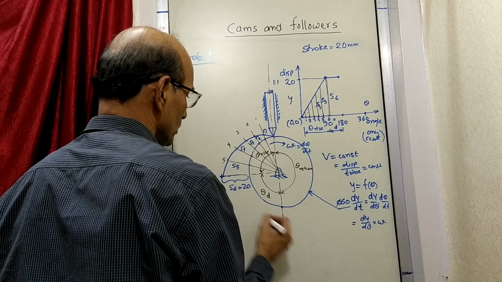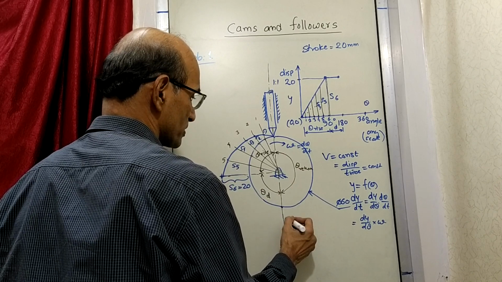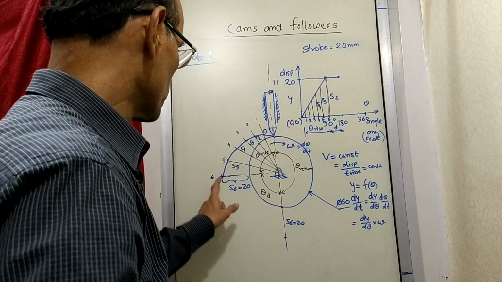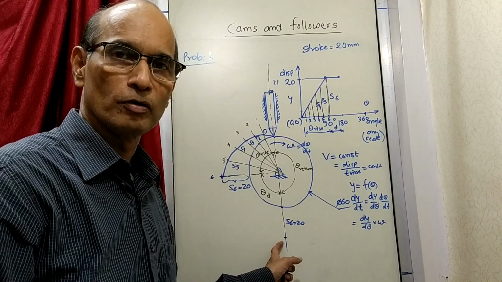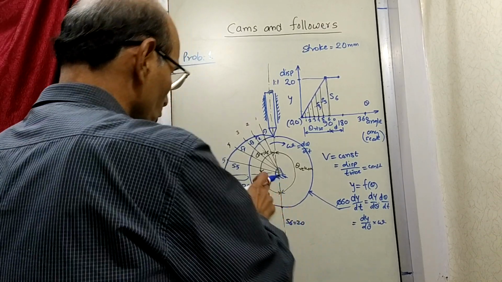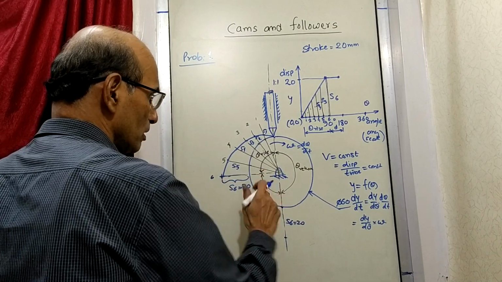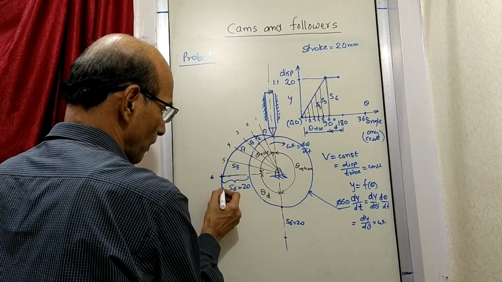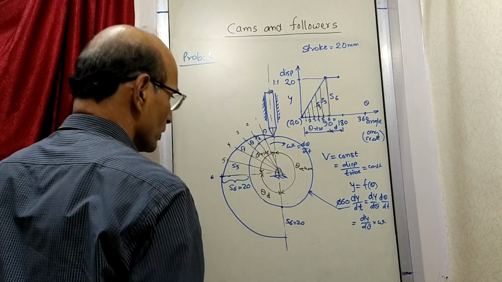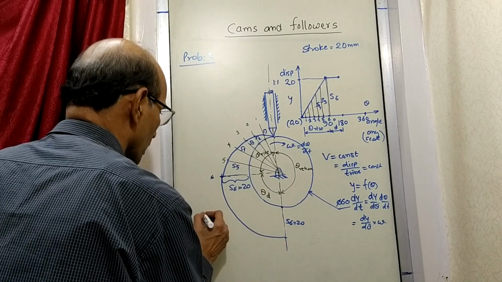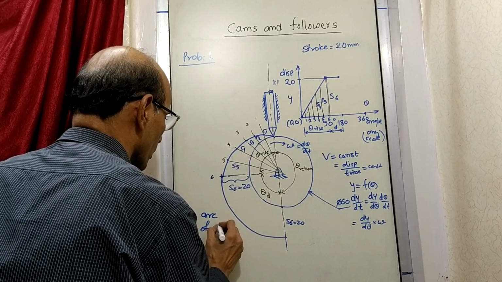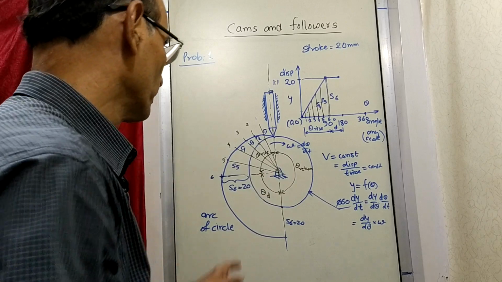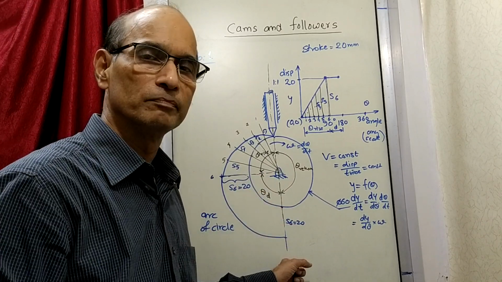So on this line we are going to mark again S6, which is 20 mm. From here to here it is going to be 20 mm, which means you have to draw an arc of a circle with this center and this much radius. So you are drawing an arc of a circle with center at the center of the cam. So this is the dwell time.